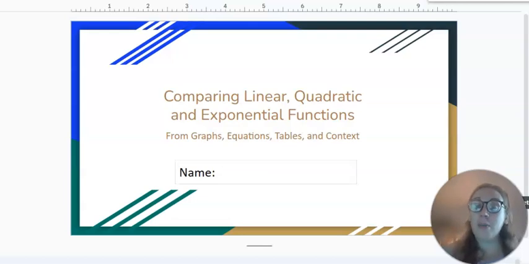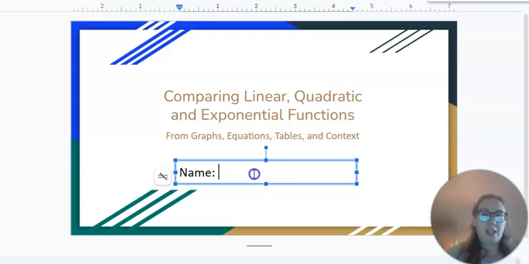Hello everyone and welcome. This is our 2.3 Google Slides intro to what we're going to be looking at this week. We're going to be looking at comparing linear, quadratic, and exponential functions. So these are three really big types of functions that we see in algebra. And we're just going to start at our basic understanding of how to identify if something is linear, quadratic, or exponential. And we're going to be identifying that from graphs, from equations, from tables, and from context.